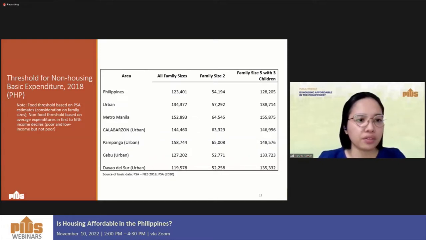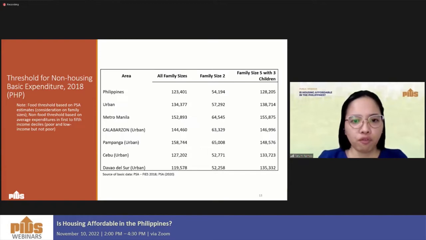We were able to generate the thresholds for non-housing basic expenditures. And again, the food thresholds used were based on PSA estimates, and we also considered family sizes. And for the non-food threshold, that's based on the average expenditures in the first to fifth income deciles, which are assumed to be the poor and the low income, but not poor.